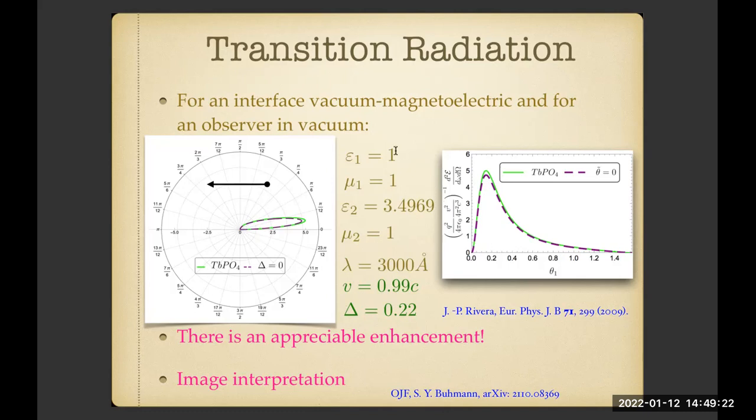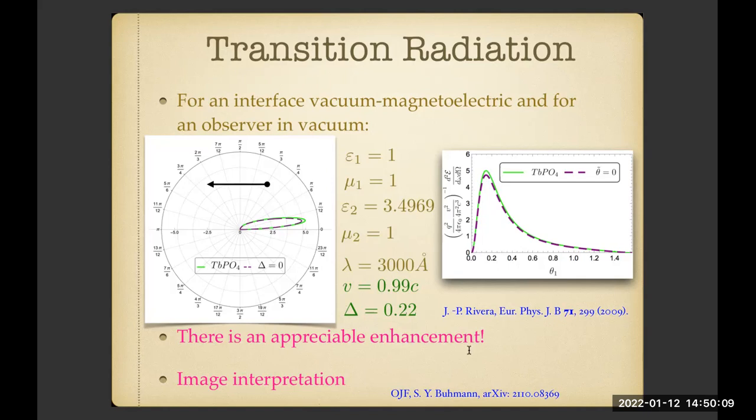So these are the parameters. Again, it's vacuum. The interface is between vacuum and this magnetoelectric, which, as far as we know, has the greatest topological parameter, which is 0.22, which is rather big in comparison with the previous one, which is 11 times alpha, where alpha is the fine structure constant. So that's an important result.